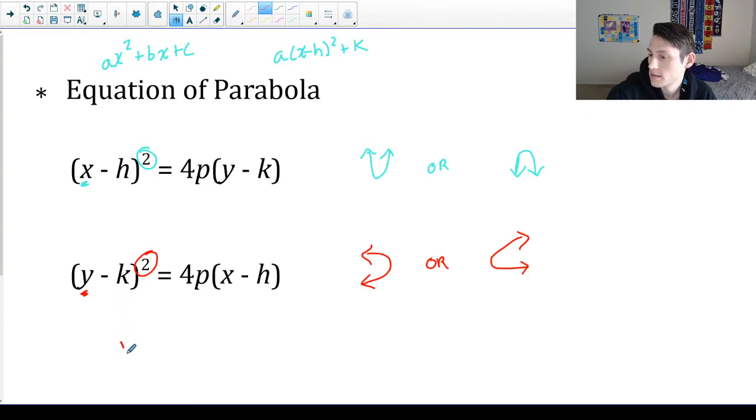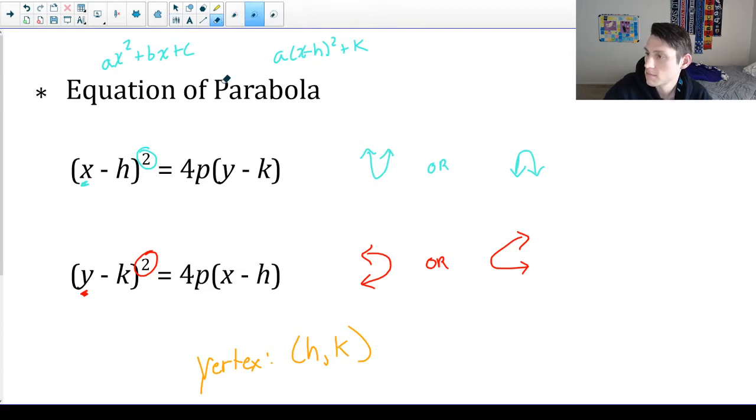Right. And like we're used to for both of these, the vertex is (h, k). Right, so either it's h and k or h and k. All right, now we also have this variable p. Now what is that? That's something that definitely hasn't showed up in one of our previous equations, right? There's no variable in there. It's just a, b, x, c.